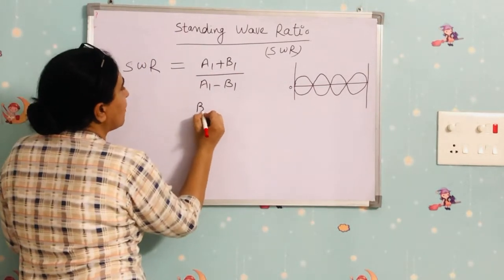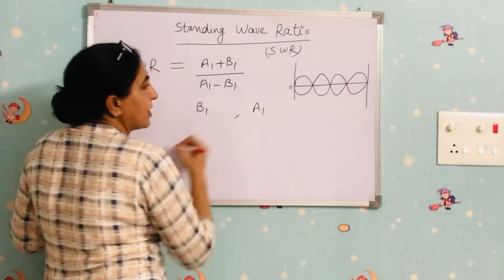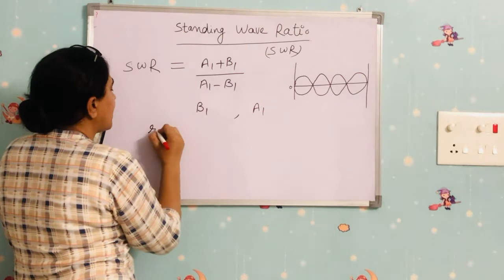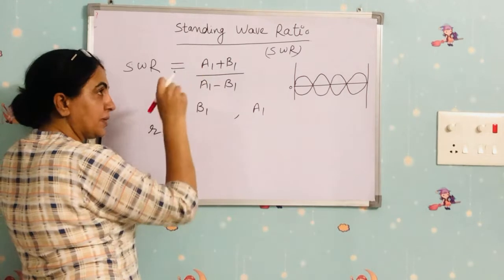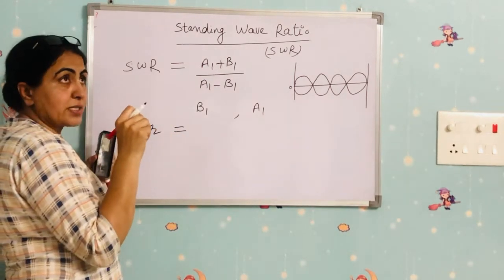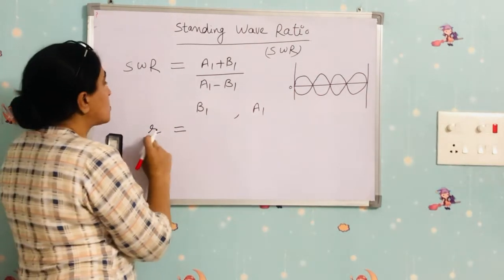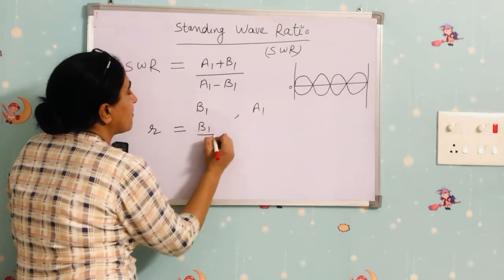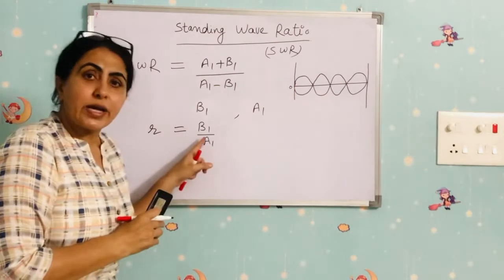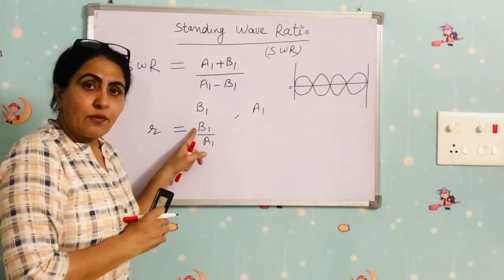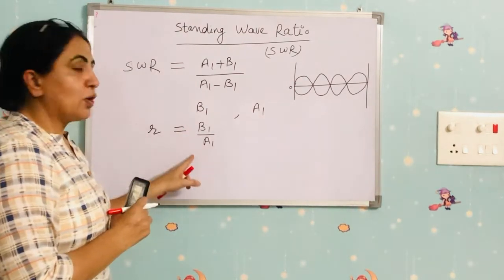So now we know that if the amplitude of the reflected wave is B1 and the amplitude of the incident wave is A1, then we have the reflection coefficient for amplitude, and we write the symbol R. Okay? So R is equal to B1 over A1. The reflection coefficient for amplitude is equal to the ratio of the amplitude of the reflected wave to the amplitude of the incident wave, that is B1 over A1.